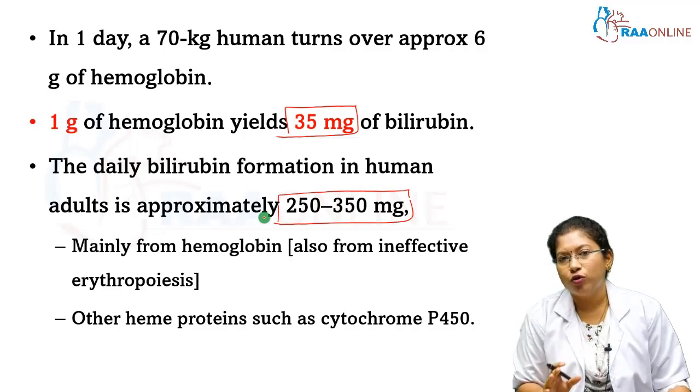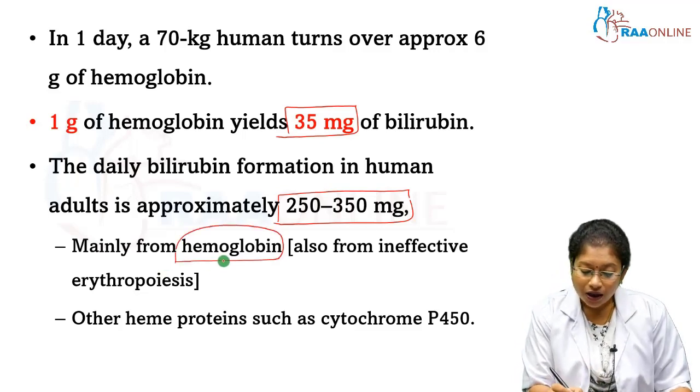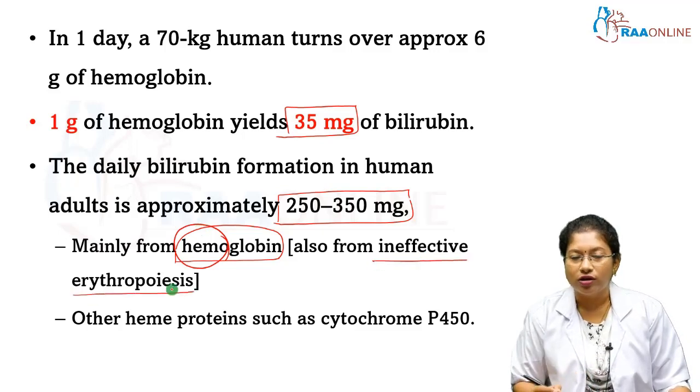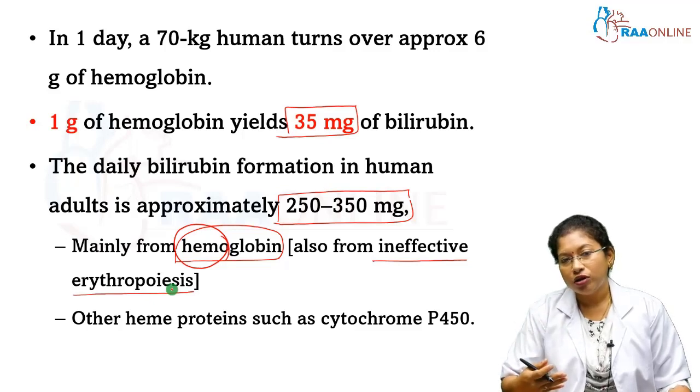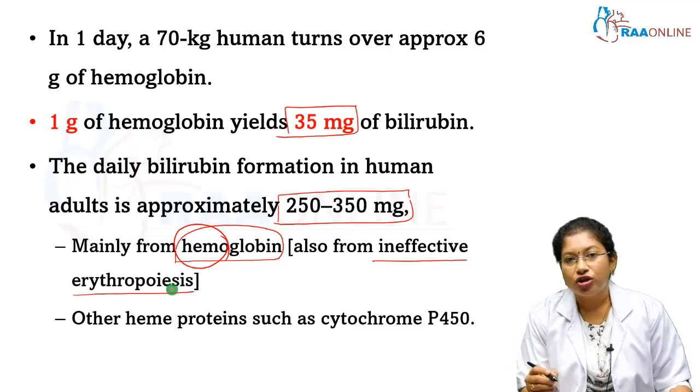So what are the sources of bilirubin? The major source is hemoglobin, the heme part in the hemoglobin. It is also from ineffective erythropoiesis. What are the other heme containing proteins? Like your cytochrome P450, cytochrome oxidase in the electron transport chain, tryptophan pyrrolase, nitric oxide synthase. All these contain heme. When they break down, they give bilirubin. So the average bilirubin produced in our body is 250 to 350 milligrams per day.